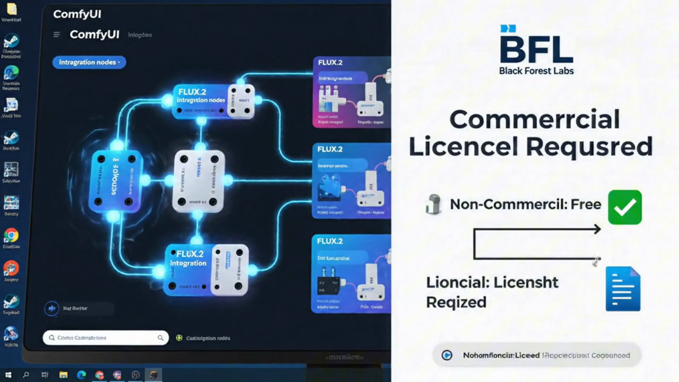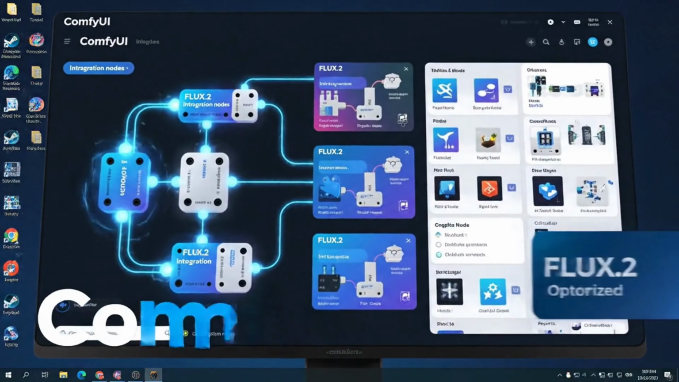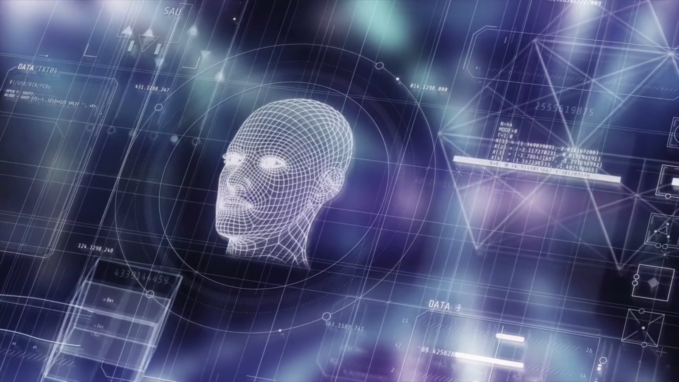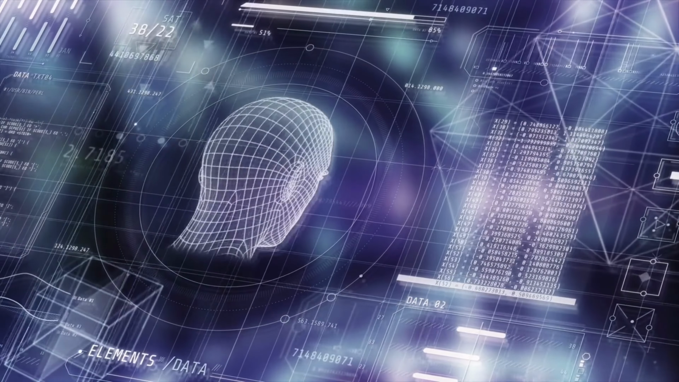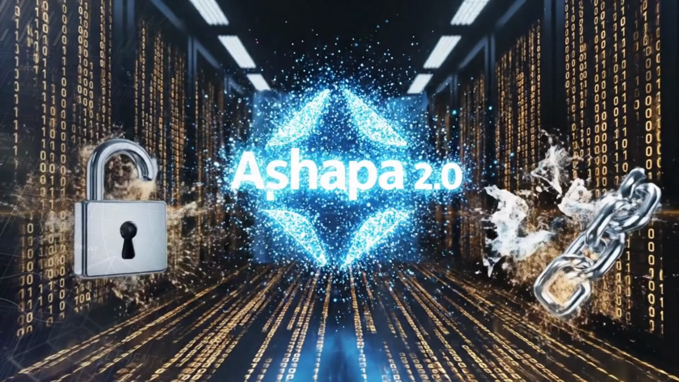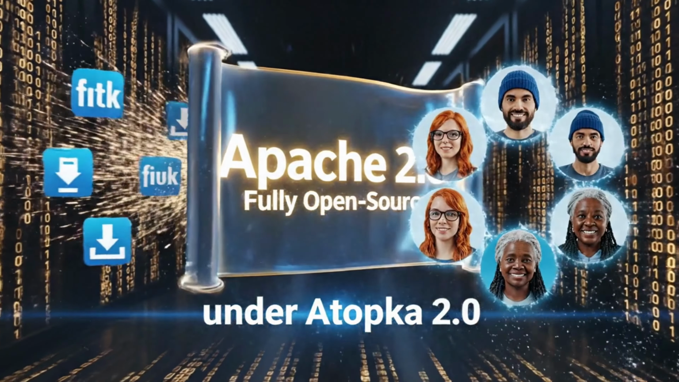For commercial use of FLUX.2 Dev, you'll need to obtain a license from Black Forest Labs. If you don't have high-end hardware, wait for FLUX.2 Klein. It's coming soon as a smaller model that will run on consumer GPUs while maintaining much of FLUX.2 Dev's capability. Fully open source under Apache 2.0.